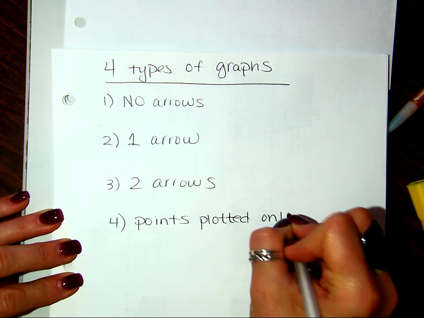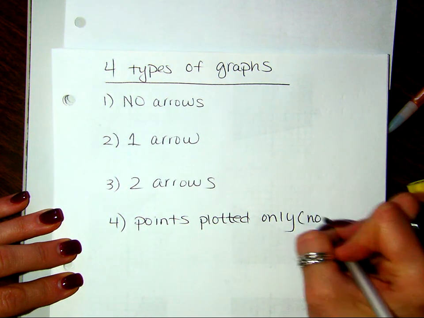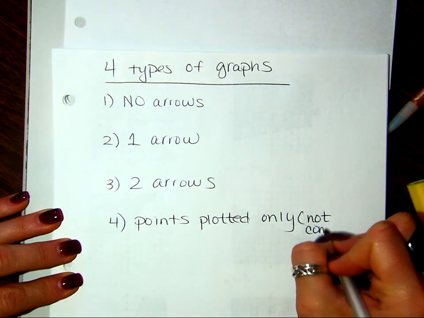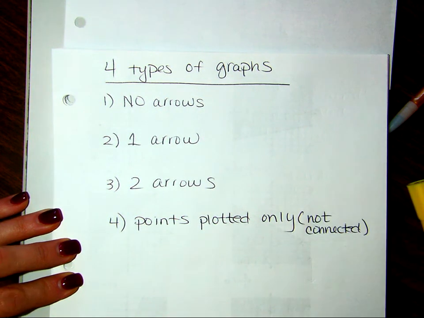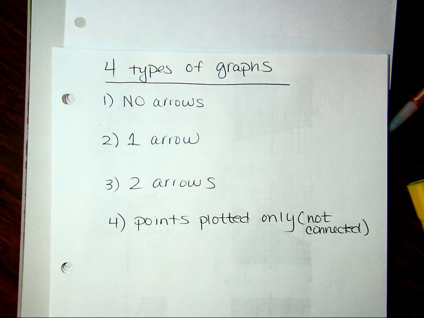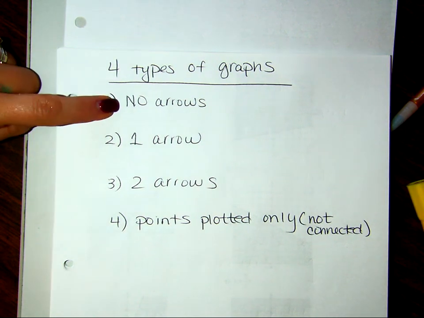So basically, not connected. Okay. All right, we're going to do this. This is going to be good, okay? 4 types of graphs. No arrows, 1 arrow, 2, or not even lines that are connected. So let's start with the no arrows. I kind of think it's easiest.